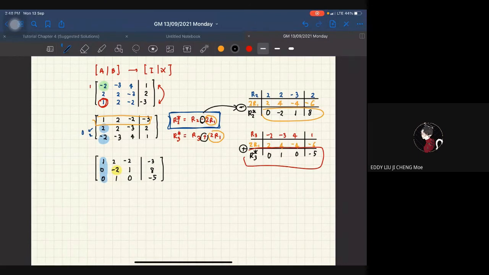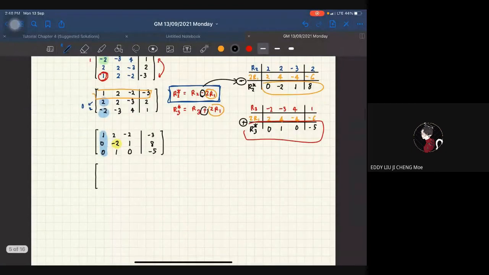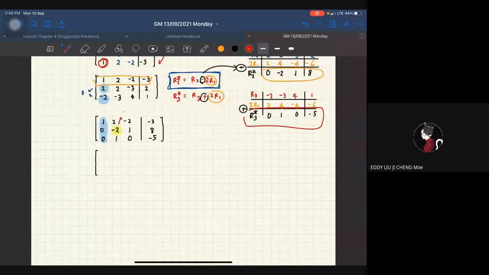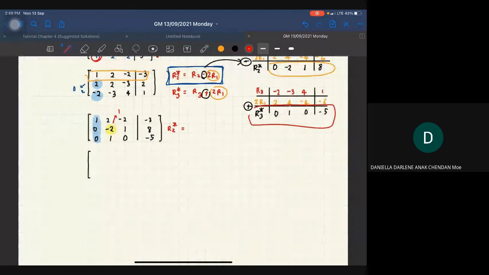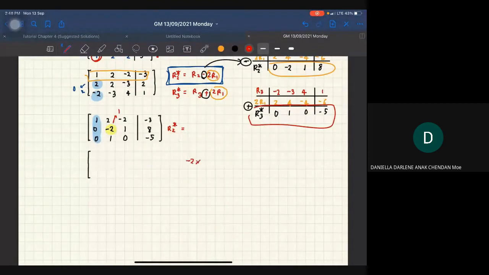So bila -2 darab -1/2, dia akan cancel out the 2. Okay, and then negative pun akan cancel out. So awak akan dapat 1, just 1. Okay, so we are going to multiply our second row with -1/2. So -1/2 times R2. Okay, so salin balik awak punya fixed row. So you have 1, -2 and then -3. Okay, you have 0, 1, 0, -5 dekat third row awak.